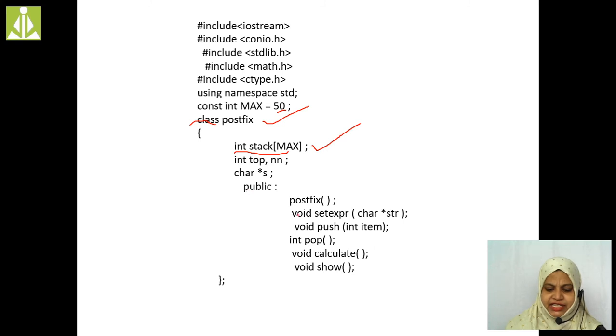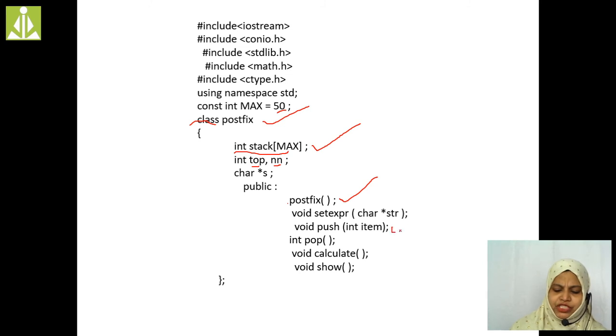Right. Next is void set expression. Here in postfix, one constructor is there. Whenever we create any object, immediately the constructor is going to be invoked, so it is invoked first. Here we are going to use the top pointer and the nn value. Here we are going to use two variables: one is the top variable, the second one is the nn variable. So char star s is the public postfix set expression. Here in stack, while we are implementing any stack, we have to use the push and pop functions.